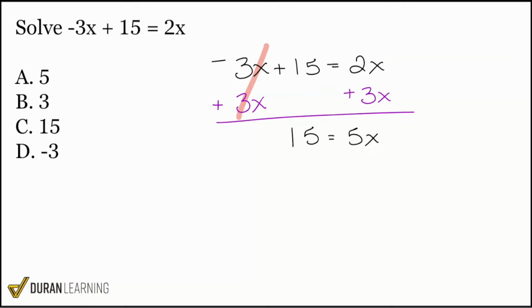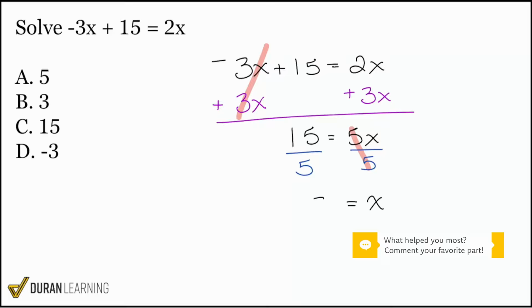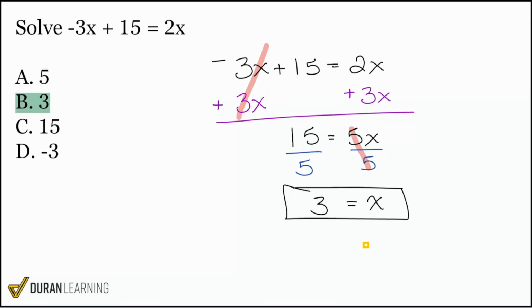All we have to do now is the opposite of multiplying by 5, which is dividing by 5 on both sides. Just like that. Cancels on the right, leaving me with x equals 3. And there we go. The correct answer here is answer choice B, 3.